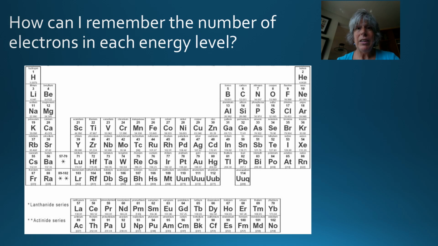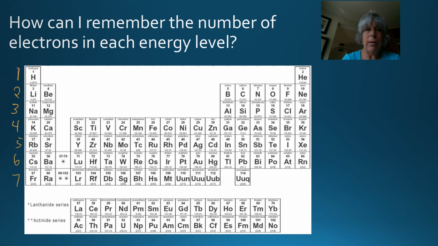There's a really easy way to remember how many electrons you should put on each energy level. If you have a periodic table, which you will always have every time you take a test in my class, all you have to do is look at each row of the periodic table. So each row corresponds to an energy level: 1, 2, 3, 4, 5, 6, and 7. So the first energy level is the first row.